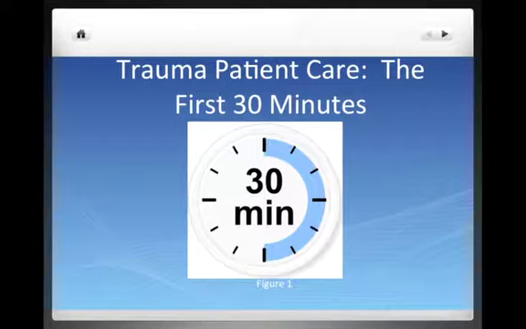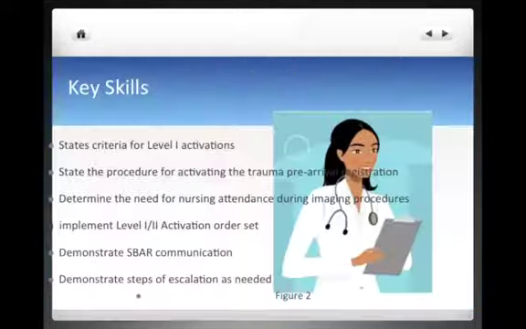Trauma is an extremely time-sensitive process. This presentation will focus on certain key behaviors for both Level 1 and Level 2 activations, as well as those elements of team behavior that guarantee success.